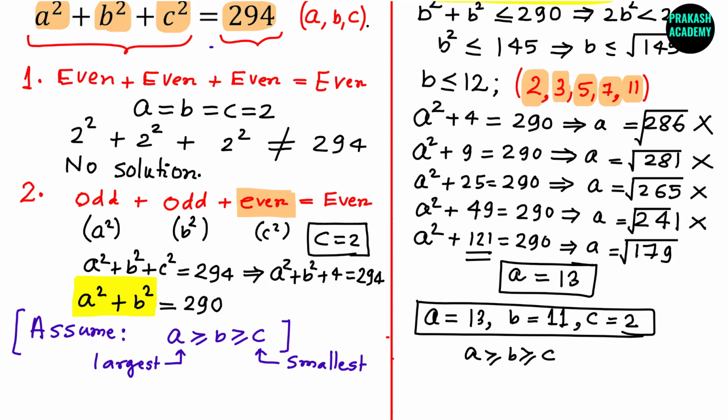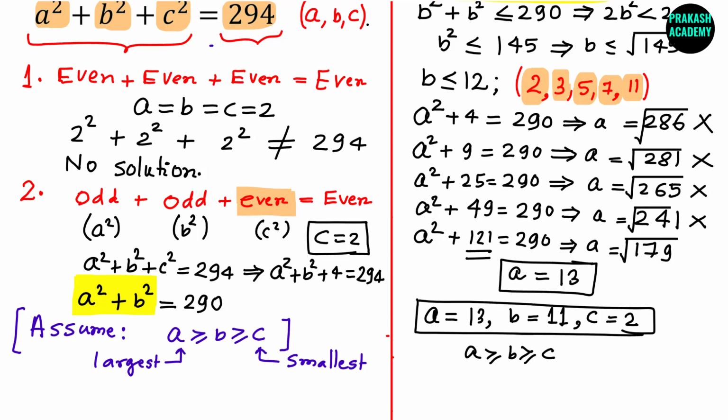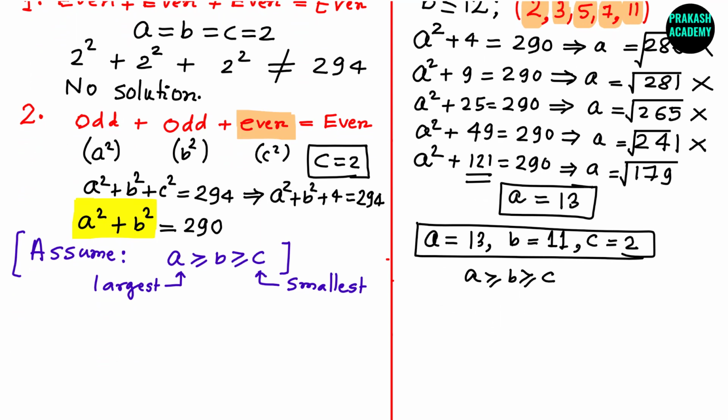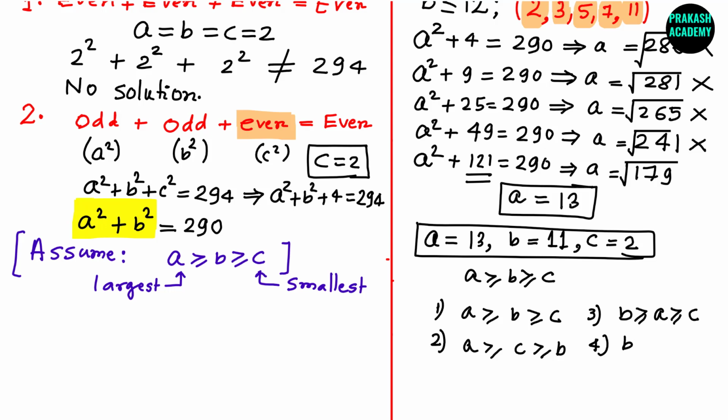Now let us relax this assumption, because there is no such assumption in the problem. So what are the other possibilities for a, b, c? With three numbers, we can have six possibilities. First, a is greater than b is greater than c, so a is the largest. Next, a is the largest, but we change c and b. The next two possibilities: I keep b as the largest and change the order of c and a.